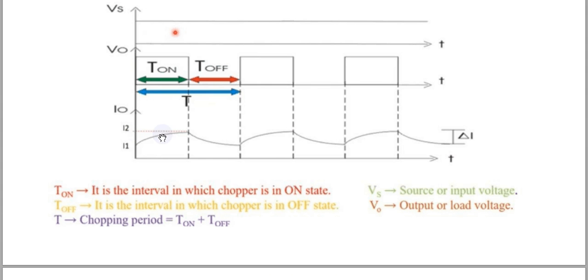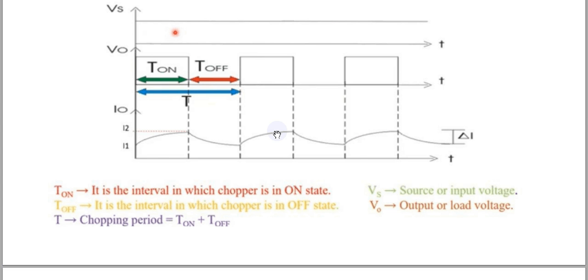In this condition, when chopper is on, the current will rise from I1 to I2, and when chopper is turned off, the current decreases, falling from I2 to I1. Then again when chopper is on, it increases, and when chopper is off, it decreases again. T on is the interval in which chopper is in on state. T off is the interval in which chopper is in off state.